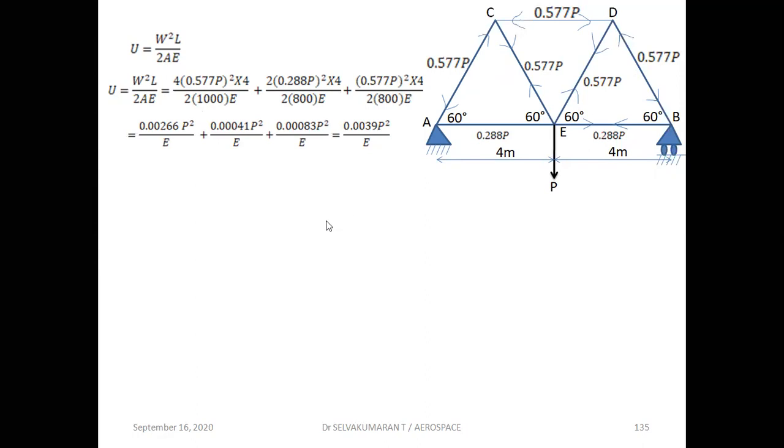And according to Castigliano's theorem 2, the partial derivative of the total strain energy with respect to the applied load gives you the deflection at the point of application of the load in the direction of the load. So you get this as your deflection, 0.0078 P by E. You can substitute the E value here if you want to get the final answer. Thank you.